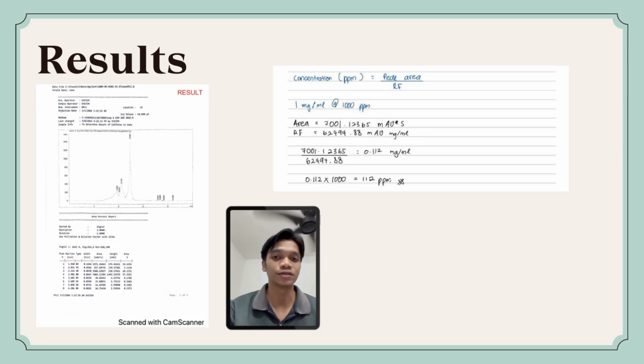For the next slide of the result, we are going to calculate the concentration of caffeine in Coca-Cola. We will use the peak area divided by RF to calculate the concentration. 1 milligram per milliliter is equal to 1000 ppm. From the graph that we obtained, the peak area for caffeine is 7001.12365, and for the RF, we already calculated from the previous slide, it is 62494.88.